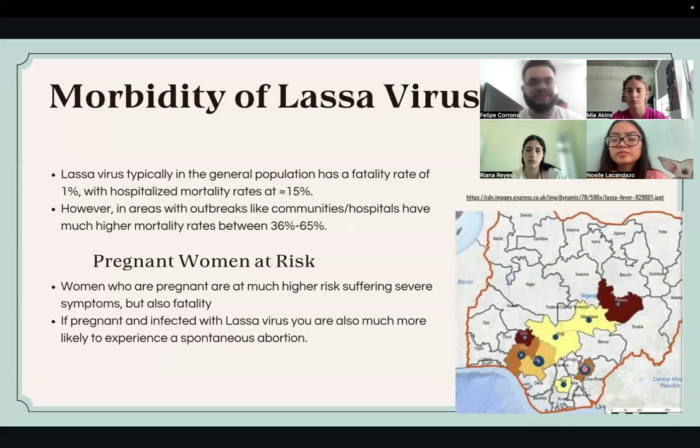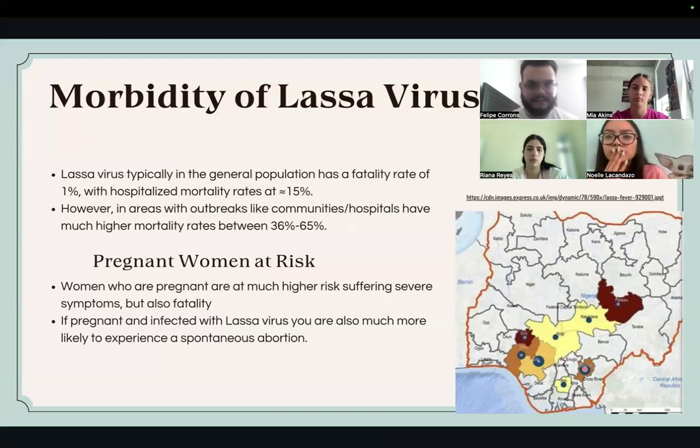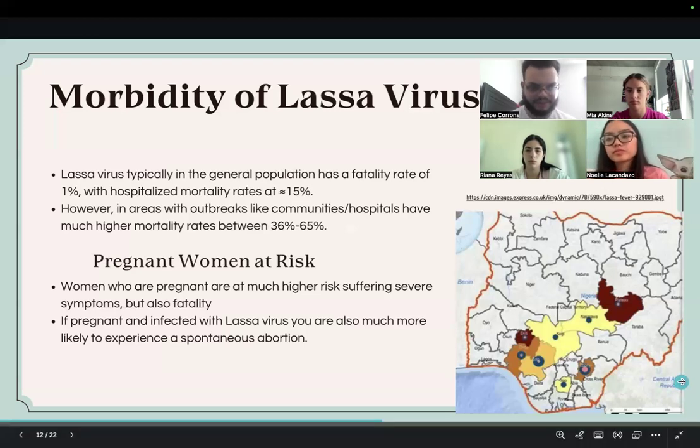This changes depending on the trimester you're in and can be up to 30% mortality in the first and second trimester, and the third trimester has a 50% mortality rate, as well as one month from delivery having a 50% mortality rate. Also, your likelihood of having a spontaneous abortion or a miscarriage is much, much higher when infected with Lassa virus. Up to 95% of individuals that are pregnant and infected with Lassa virus can experience an abortion depending on the trimester, the first, second, or third trimester.